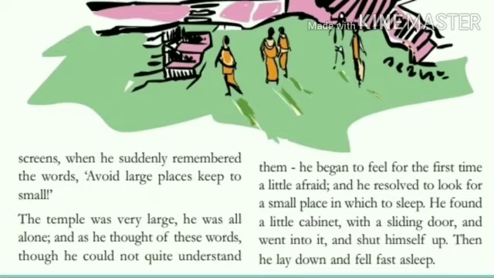So, please read all these sentences along with me. The temple was very large. He was all alone, and as he thought of these words, though he could not quite understand them, he began to feel for the first time a little afraid, and he resolved to look for a small place in which to sleep. He found a little cabinet with a sliding door and went into it and shut himself up. Then he lay down and fell fast asleep.